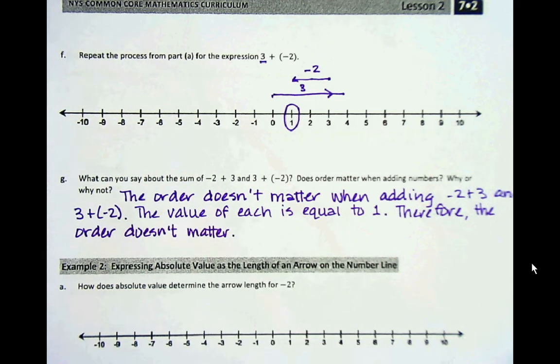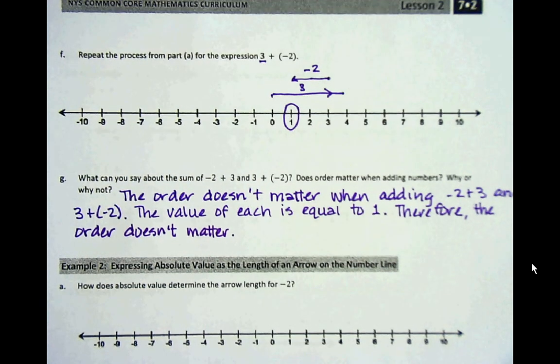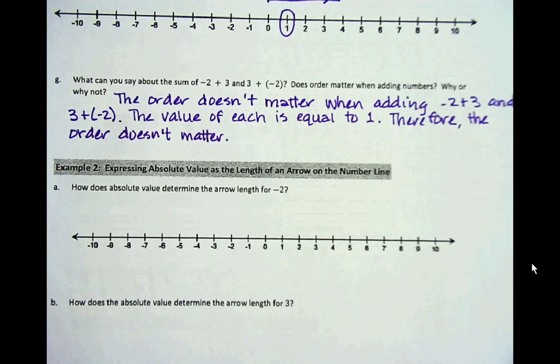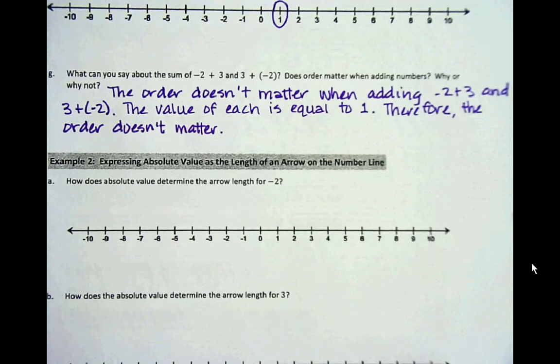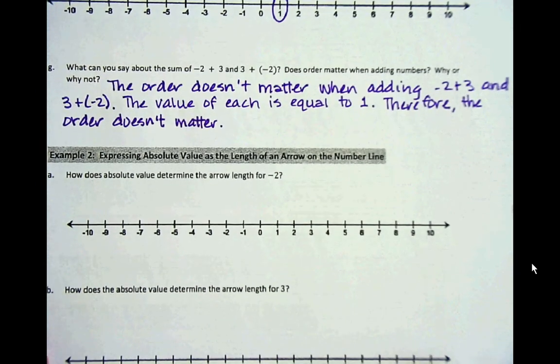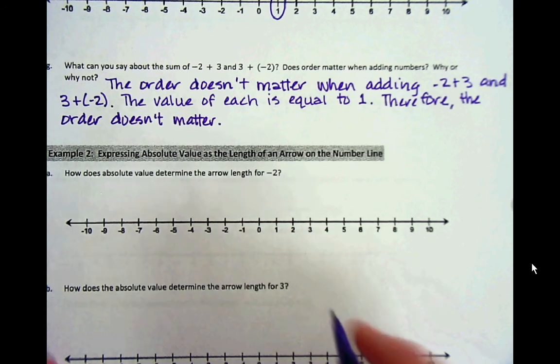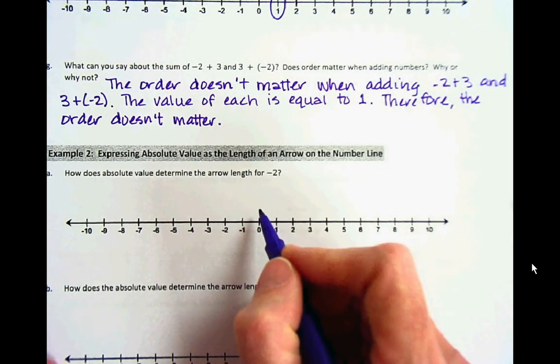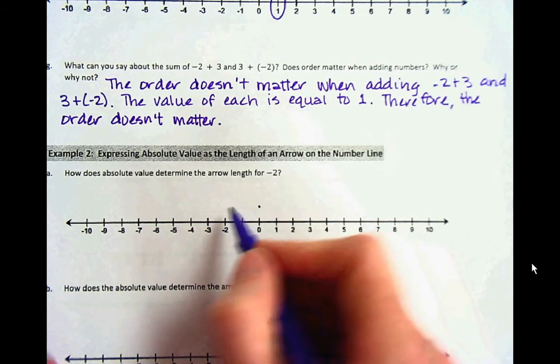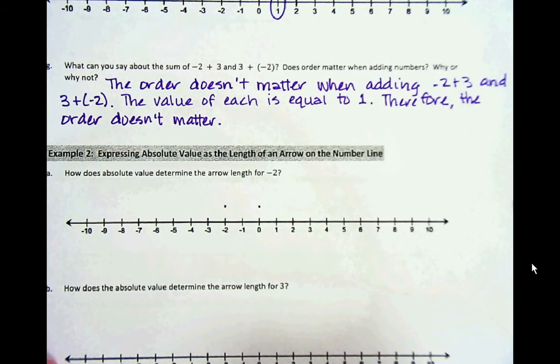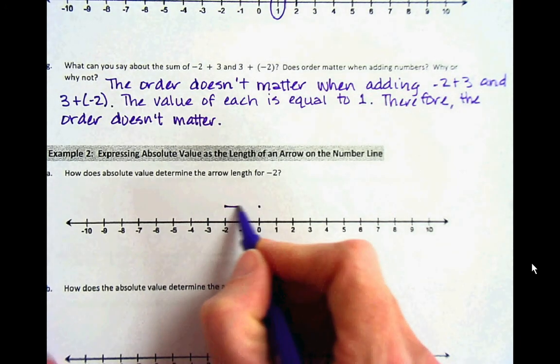All right, so that is the first example. Now let's go ahead and get to the second example. So this is expressing absolute value as the length of an arrow on a number line. So how does absolute value determine the arrow length for -2? Well, what is the distance from 0 to -2? Well, the distance is 2.